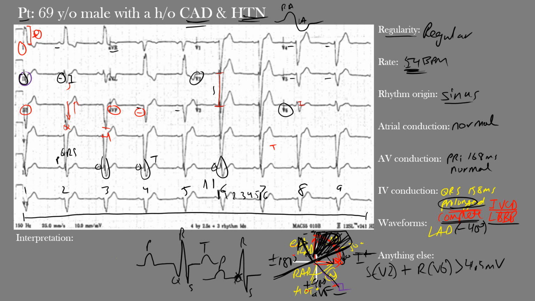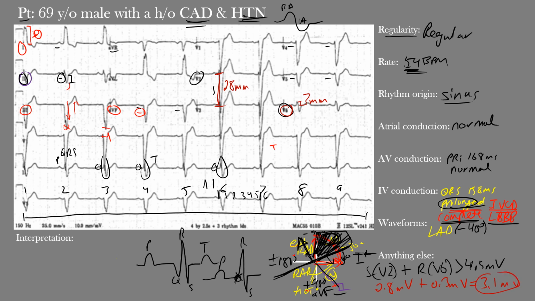Now, I had a chance to go over this before I prepared this for you, and I found that this S wave here is actually 28 small boxes, or 28 millimeters. So that would be 2.8 millivolts. If we add that to the R wave amplitude in V6, which was about 3 millimeters, so 0.3 millivolts, you get 3.1 millivolts.